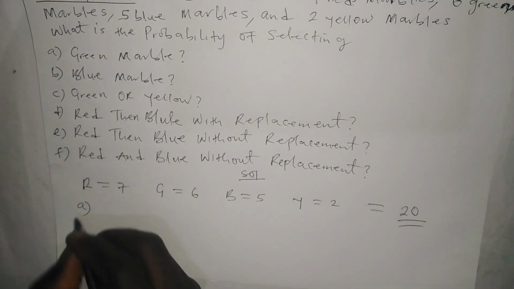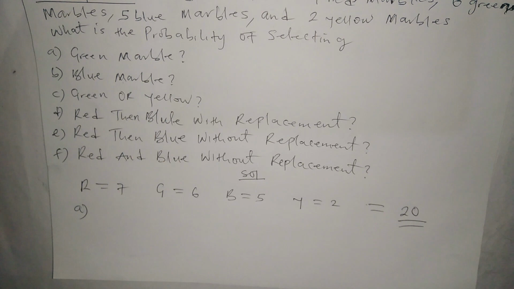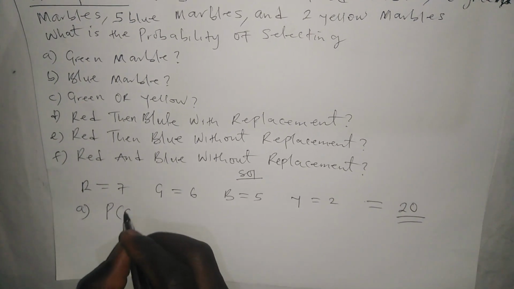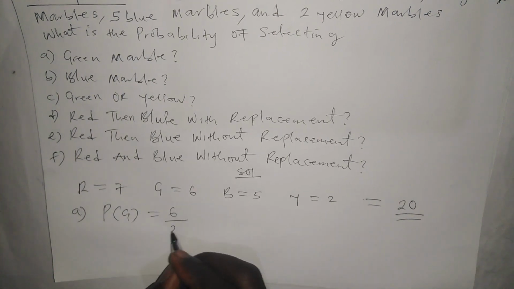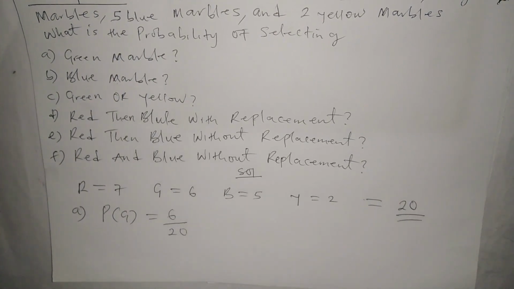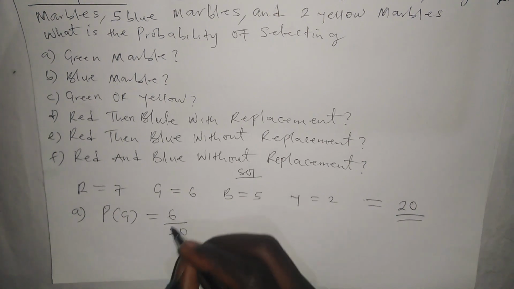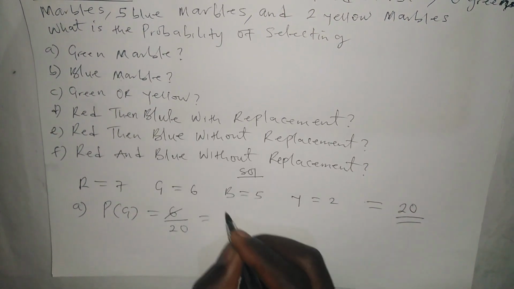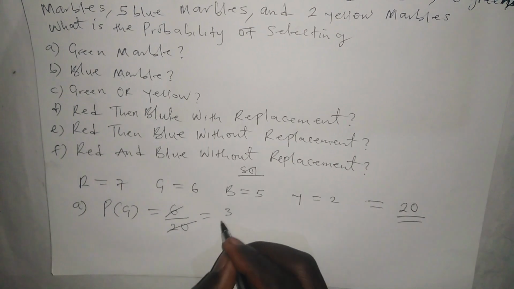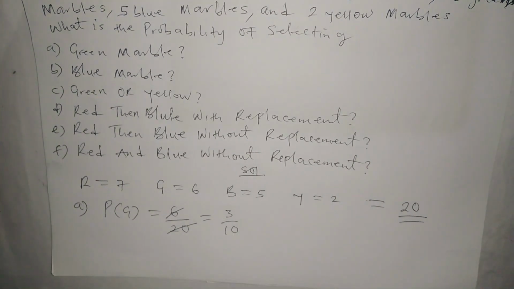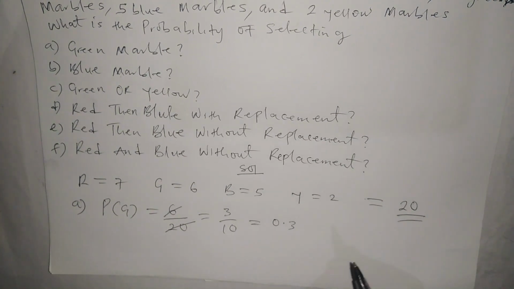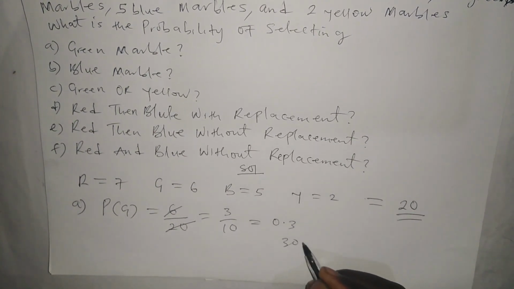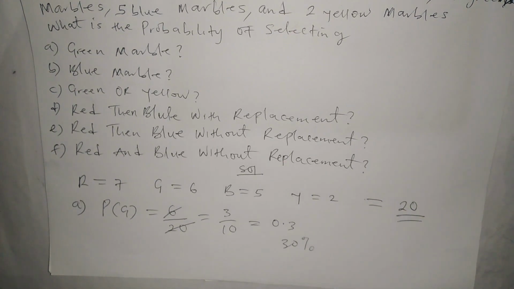Question A. It says, what is the probability of selecting a green marble? So the probability of selecting a green marble is equal to, we have 6 green marbles divided by the total marbles in the jar, which is 20. So both the numerator and the denominator are divisible by 2. So 6 divided by 2, we have 3. 20 divided by 2, we have 10. So 3 divided by 10, we have 0.3. When you multiply this by 100, you have 30%. So there's a 30% chance of selecting a green marble from the jar.